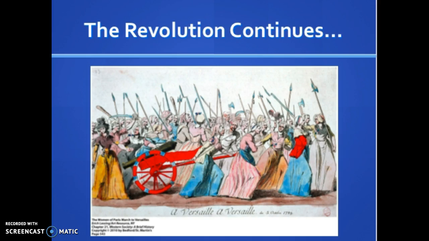Now let's look at this. This is one of the most famous paintings from the French Revolution. It shows the mob as they are marching to Versailles. Let's look and see what we can see here.